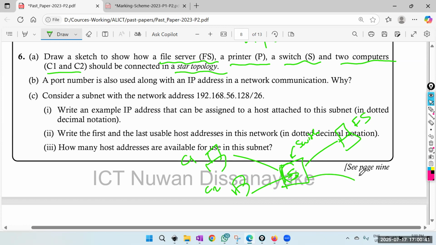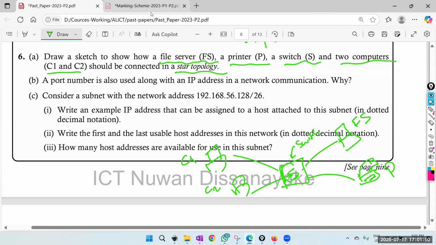Right? So I'll connect the printer. Say this is my printer. Make sure you give the label. So I'll connect it to the switch. So I have the two machines and the file server computer and the printer, four things connected to the switch. Or you can connect the printer into one of the machines, but don't connect it to the file server, right? Because the file server, you better keep it dedicated for that.